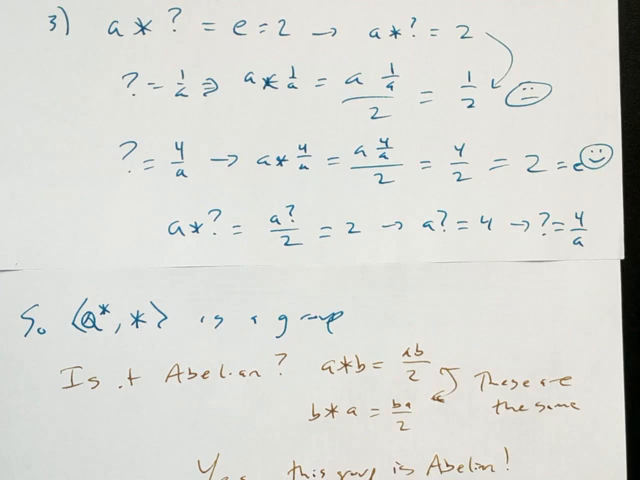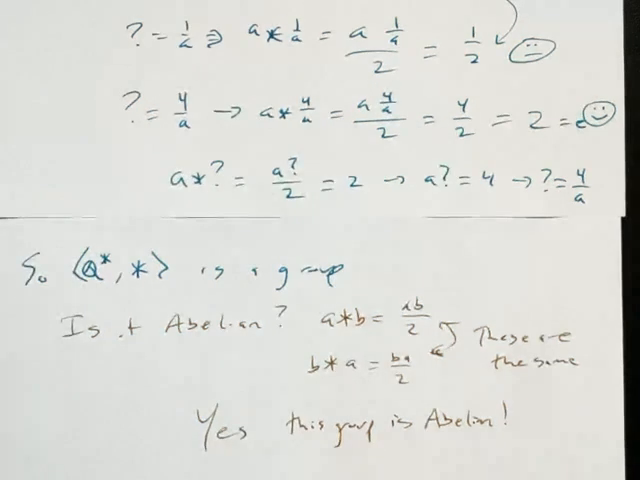Now, technically, I could have determined that this operation was commutative way back at step 0 or step 1. I didn't have to show that we had identities. I didn't have to show that we had inverses to know it was commutative.